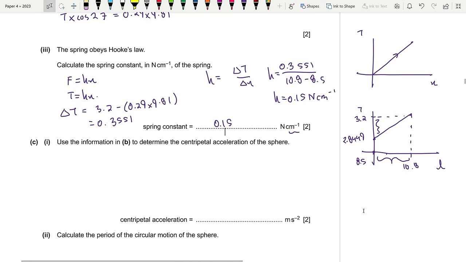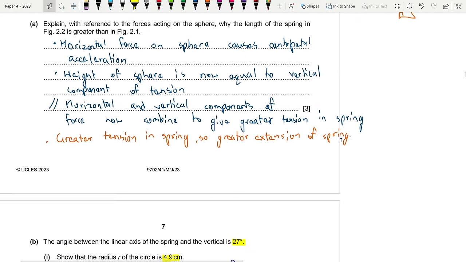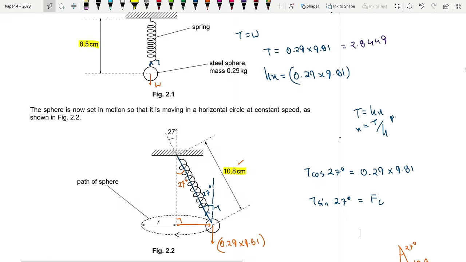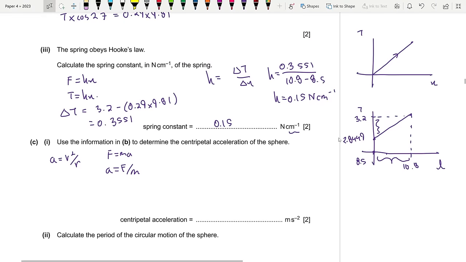Question number two. Use the information in B to determine the centripetal acceleration. So, guys, we know that the formula of centripetal acceleration is A is equal to V squared by R. That is one formula. We also know that F is equal to MA, so A is equal to F by M. So it depends on what we have. Since we don't have the velocity, but we have the force, which is T sine theta, and the mass, 0.29, A is equal to T sine theta divided by 0.29.